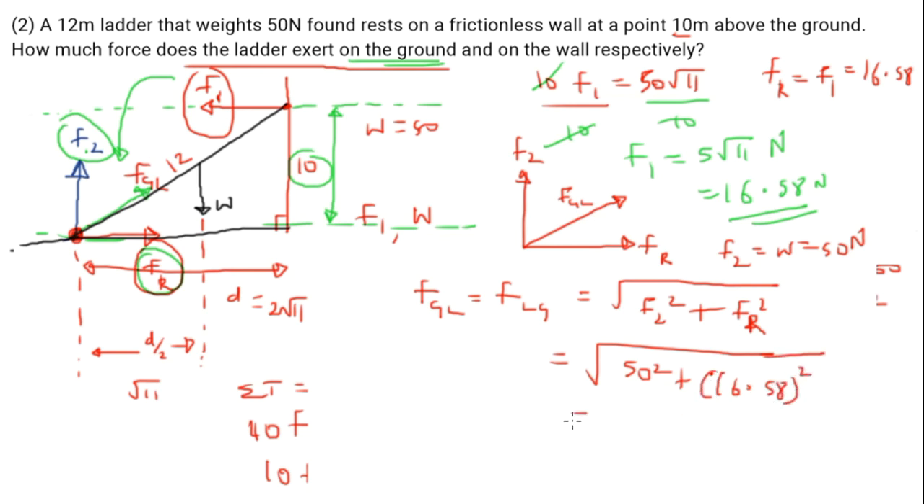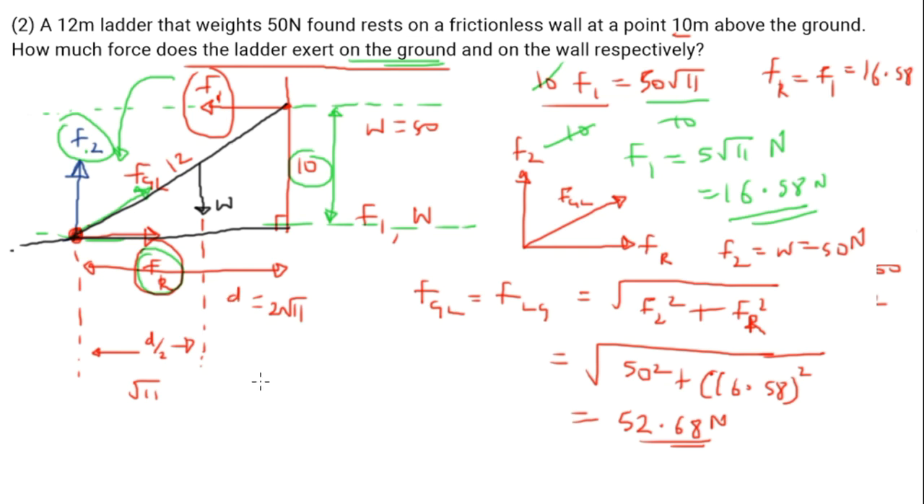Okay, so the total force will be equal to the square root of 50 squared plus 16.58 squared. So finally, the answer is 52.68 Newton. 52.68 Newton is the force that the ground exerts on the ladder, and is the same force that the ladder exerts on the ground.